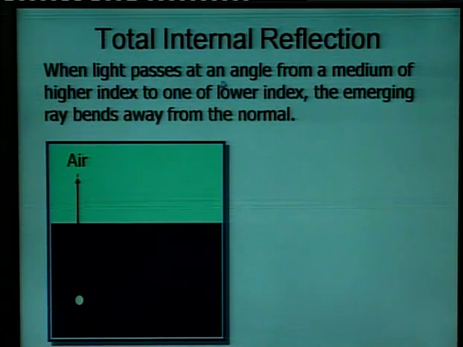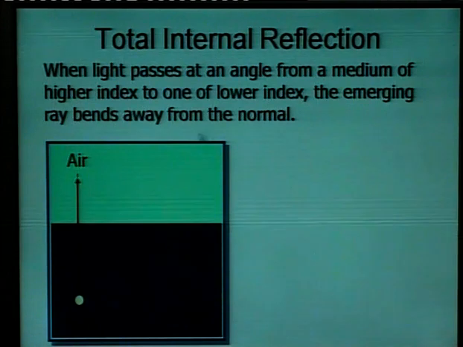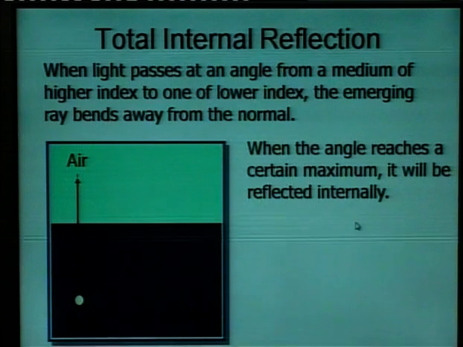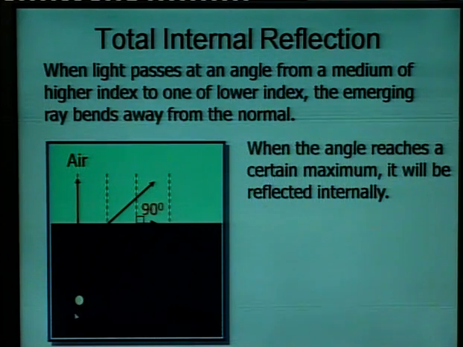So when light passes at an angle from a medium of higher index to one of lower index, the emerging ray bends away from the normal. So this is refraction only, but now the condition is that the incident ray is going from a denser medium toward a rarer medium. When the angle reaches a certain maximum, it will be reflected internally. So see what is happening here. The condition is the light ray is moving from a denser to a rarer medium.